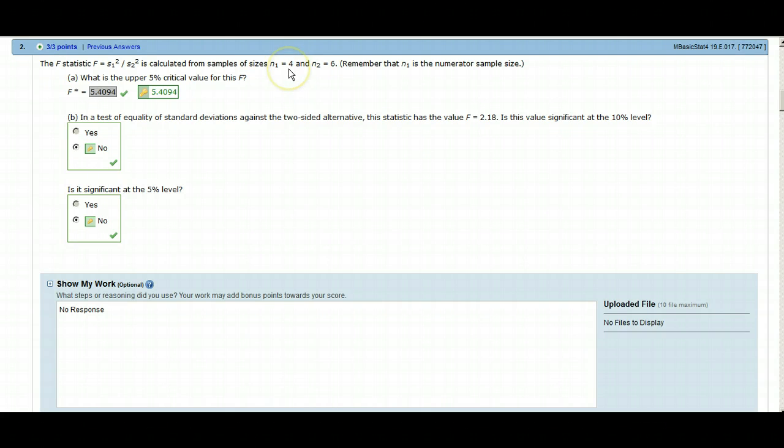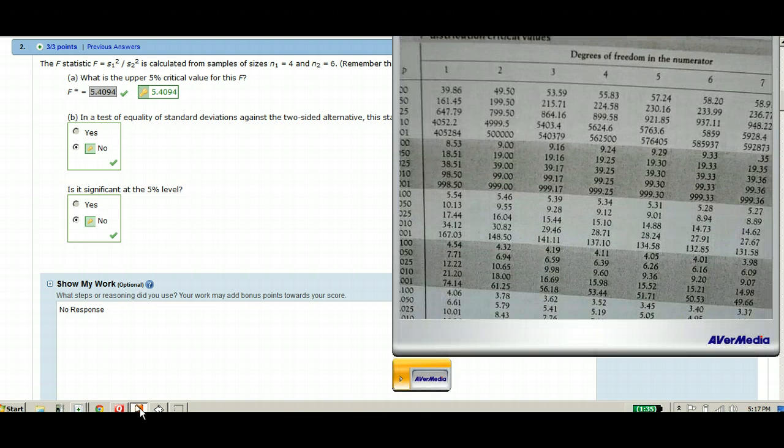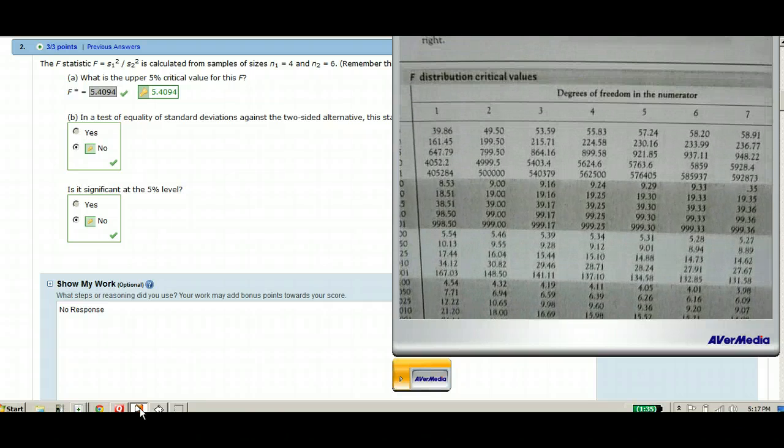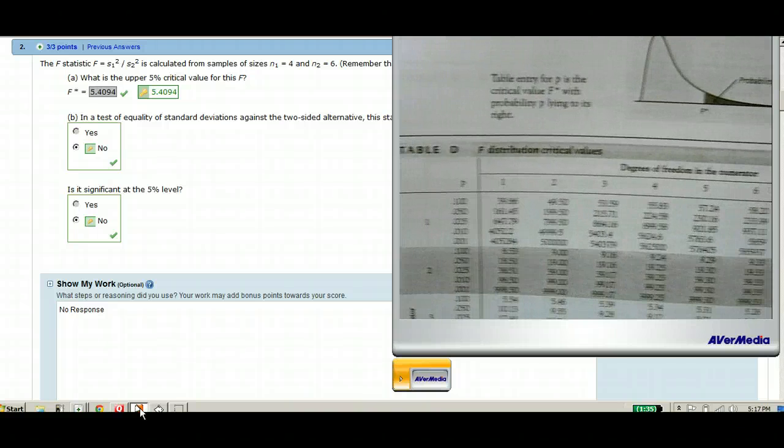So the degrees of freedom for the first sample is going to be 3, and the degrees of freedom for the second sample is going to be 5. So the degrees of freedom of the numerator is n sub 1, so that's 3, and the degrees of freedom of the denominator is 5. Okay, to do this we need to go to our table D, and I don't think it's in that packet of information, but it is at the back of your book. I don't think they put the top of table D in that packet because it's long. It's 4 pages, but this is what table D looks like.